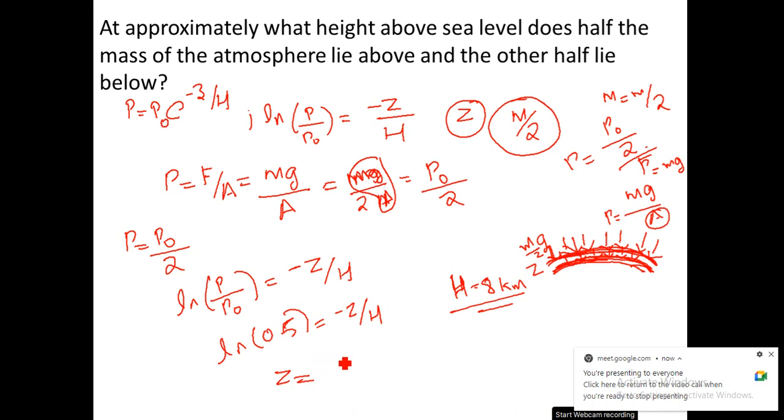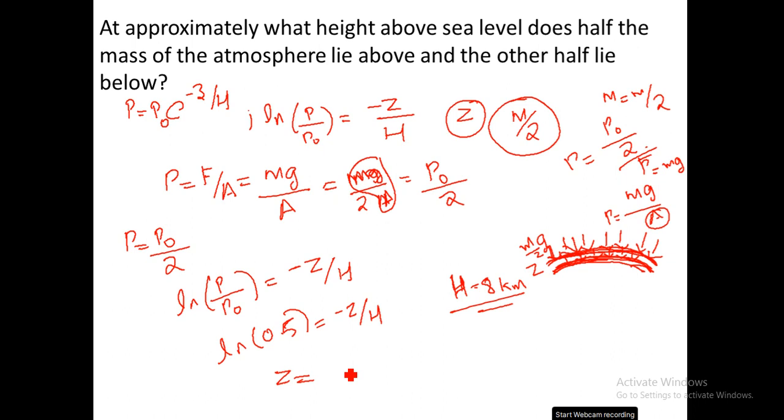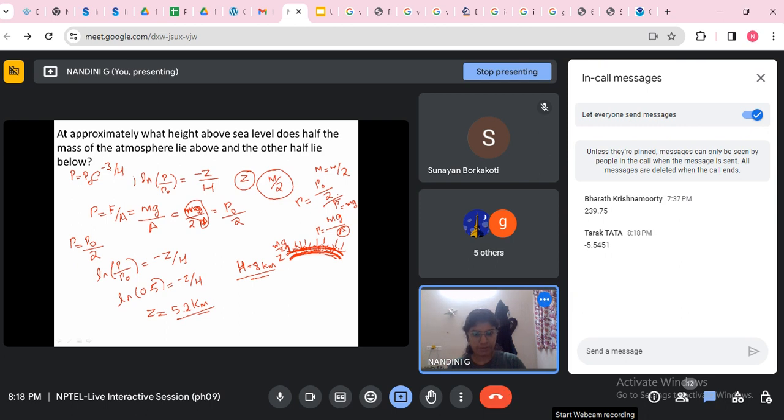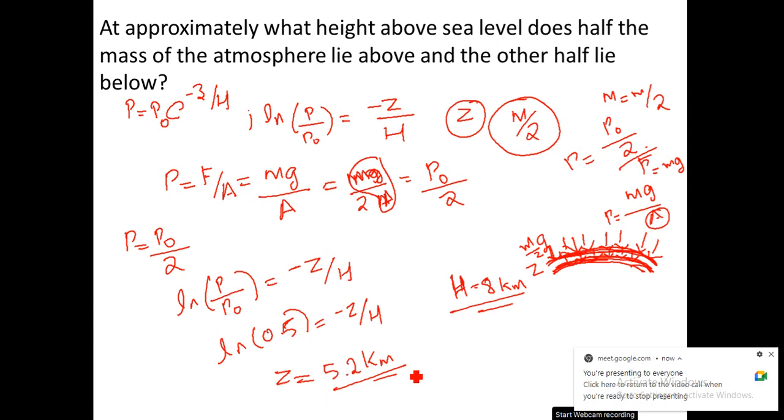What is the value of log 0.5? How much did you get? Log 0.5 is 0.69. So Z will be minus 0.698 into H. Did you get it? The value of Z will be around 5.2, 5.5. Yes, so 5.5.